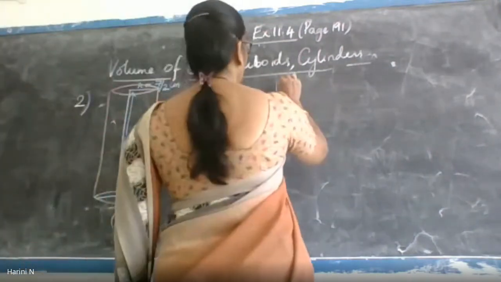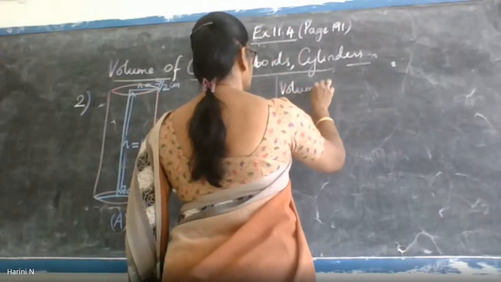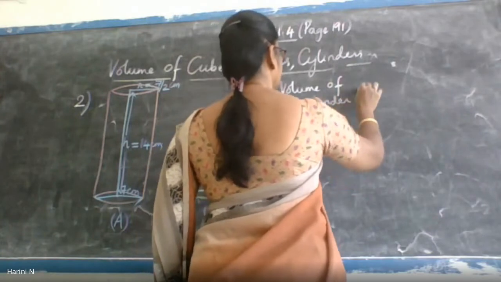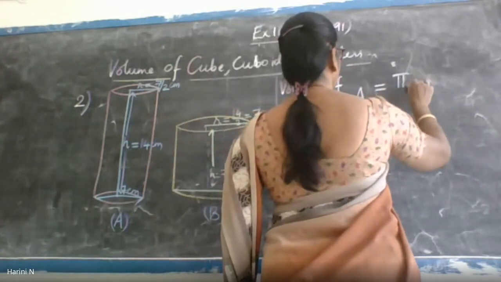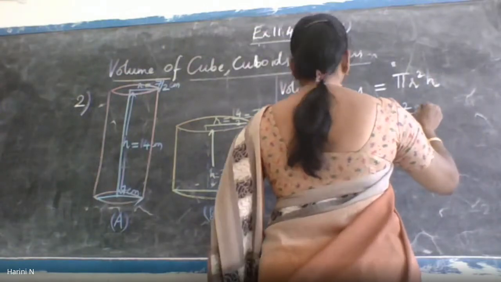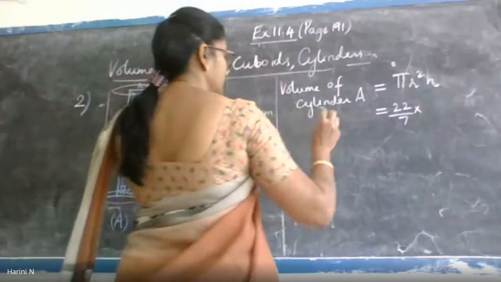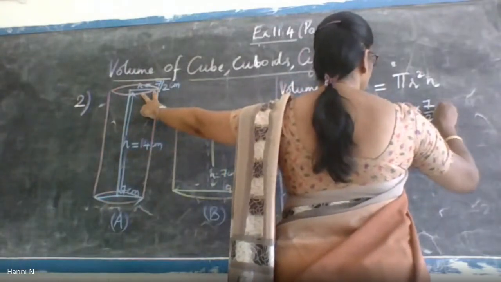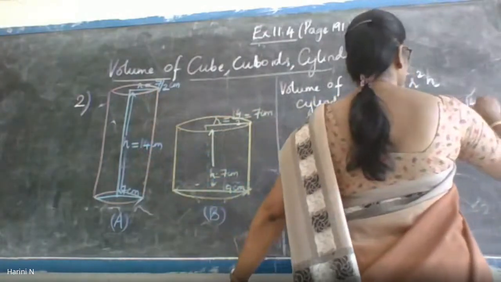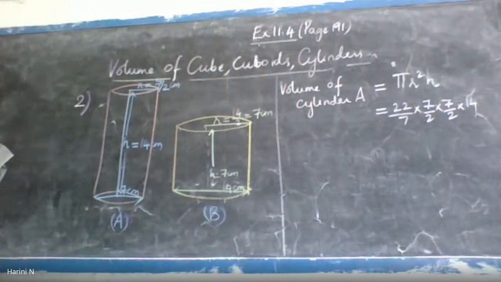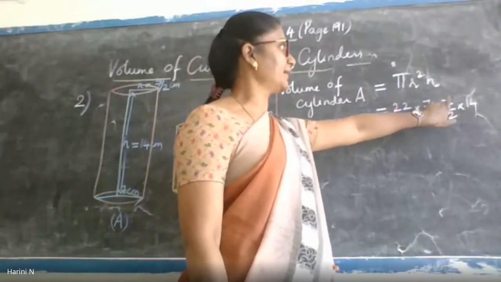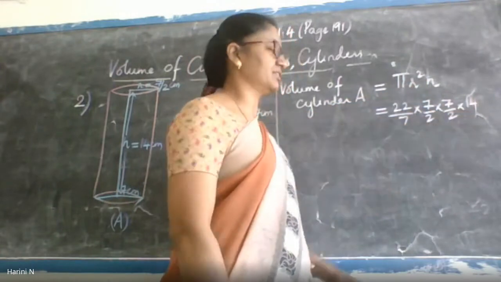Alright. So, volume of cylinder A equals pi r square h. So pi is 22 by 7. What is the radius of the smaller, longer cylinder? It is 7 by 2 into 7 by 2 into h, which is 14. This is how you substitute in pi r square h, which is 22 by 7 into 7 by 2 into 7 by 2 into 14, which is the height.